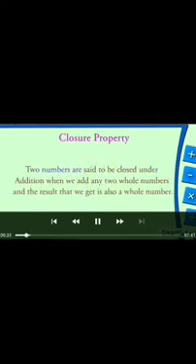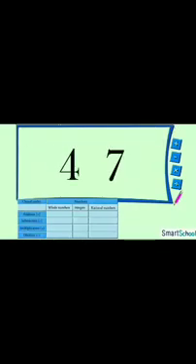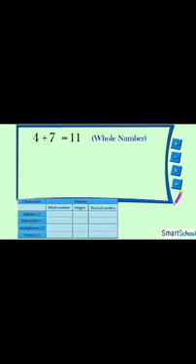Two numbers are said to be closed under addition when we add any two whole numbers and the result that we get is also a whole number. Here we have two numbers, 4 and 7, belonging to the same group of whole numbers. On adding 4 and 7, we get 11. Here, 11 is also a whole number. Similarly, when we add any two whole numbers, the result is also a whole number. This is the closure property.